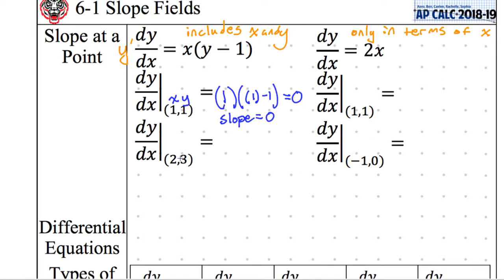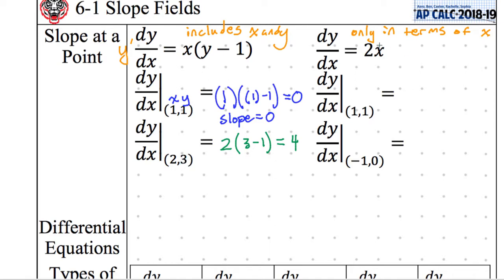What happens if I plug in 2 comma 3? What do I get? It would be 4, yeah, exactly, because you have 2 times the quantity of 3 minus 1. I forgot my parentheses when I substituted in. 3 minus 1 is 2. 2 times 2 is 4. So at that point, it is a slope of 4.